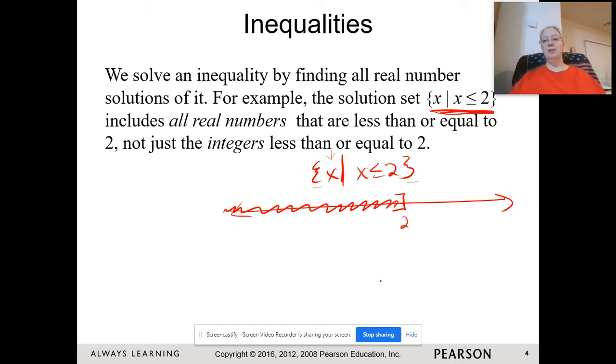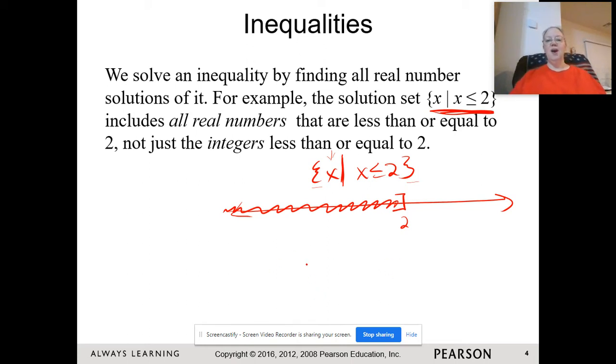But once you go to college, and this class is called college prep, so the goal is to prepare you for a college class. In college, they use this notation where they use a bracket to indicate the equal to, or they would use parentheses to indicate without the equal to. So in this class, we're going to use brackets and parentheses.